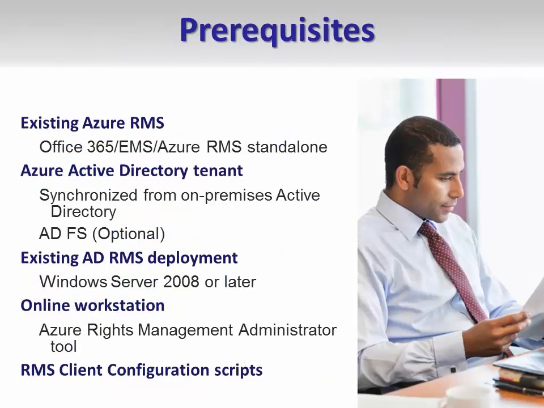Before you begin, you should have an existing and configured Azure RMS tenant, which has been enabled, and your users should be synchronized to Azure Active Directory through Azure AD Sync or directory synchronization. Your organization can optionally choose to deploy ADFS for federation. You should also have an existing AD RMS deployment running Windows Server 2008 or later. If you are still running Windows RMS on Windows Server 2003, you can migrate before the end of support. Then download the Azure Rights Management Administration Tool and RMS Client Configuration Scripts from the Microsoft website.